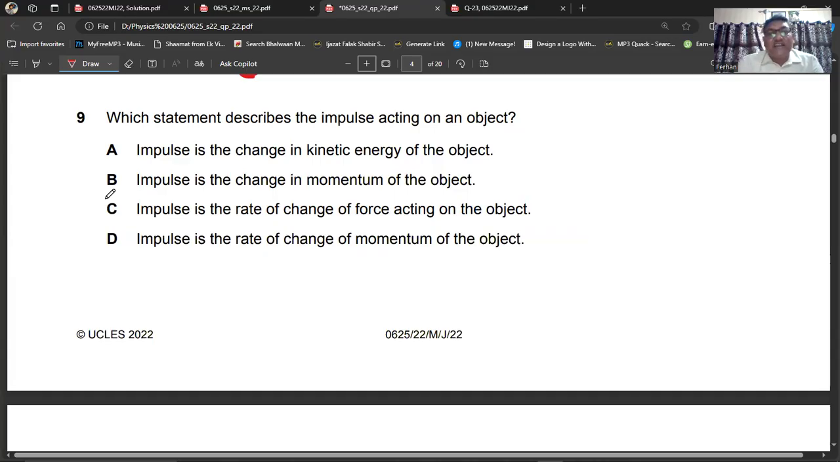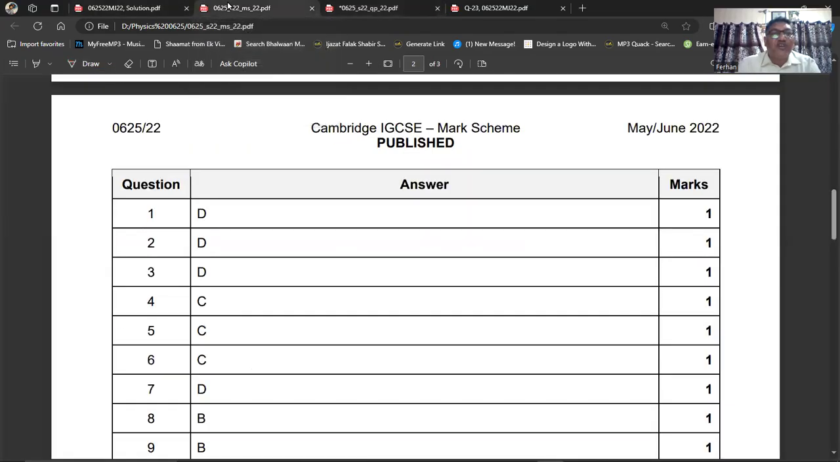Impulse is the change in the kinetic energy of the object. No, the change in the kinetic energy is equal to the work done. Impulse is the change in the momentum of the object. Then this is the right statement. Impulse is the rate of change of force acting on the object. No, rate of change of the momentum is known as force. Impulse is the change in the momentum. Question number 9, B is the choice.